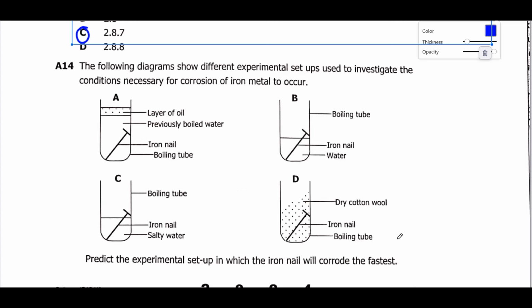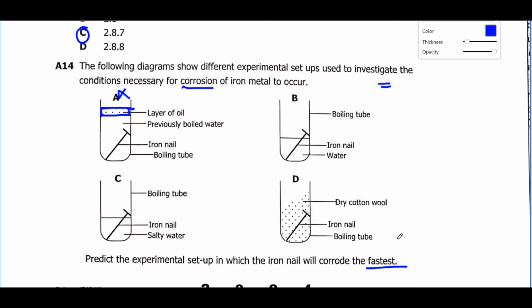Question number 14. The following diagrams show different experimental setups used to investigate the conditions necessary for corrosion of iron metal to occur. Predict the experimental setup in which the iron nail will corrode the fastest. There may be 2 or more where corrosion can occur, but we want where it will be fastest. The first one is not possible because on top we can see a layer of oil. What is the layer of oil doing? It is preventing oxygen from entering the boiling tube.